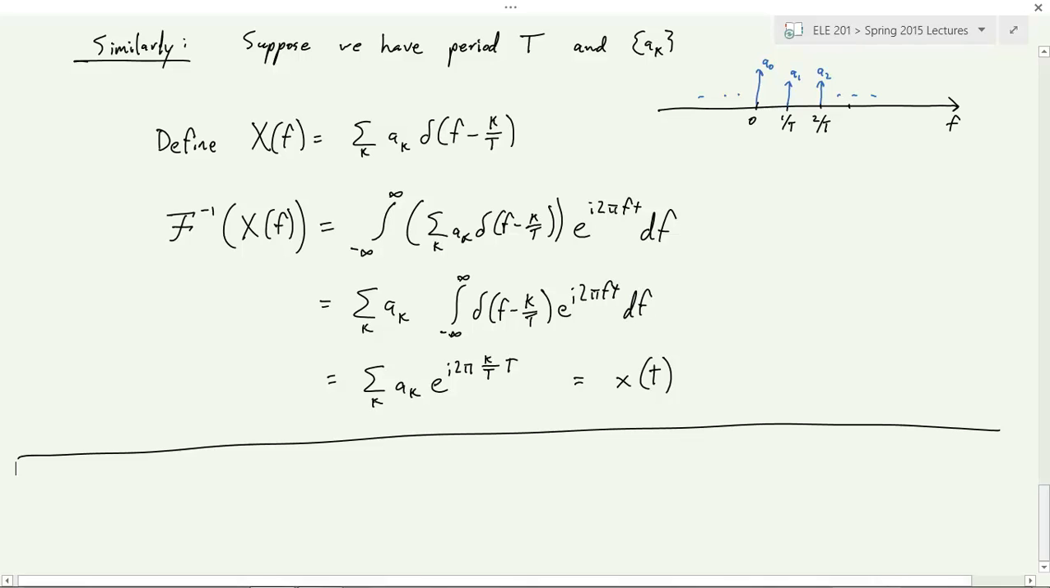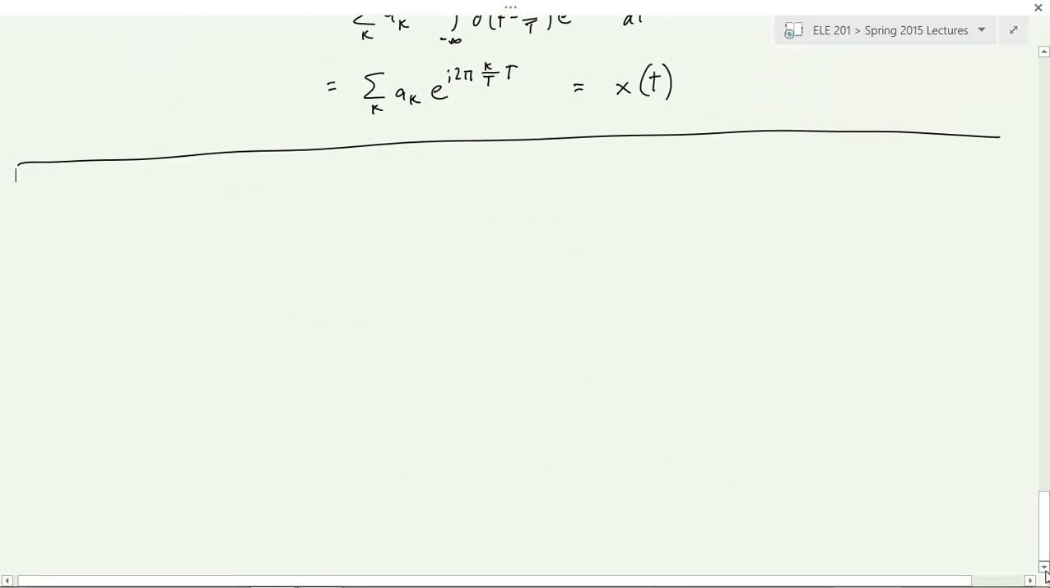I have time to do the ideal low-pass filter, and then we will continue. We'll finish up talking about some properties of the Fourier transform in the next lecture that we haven't talked about yet.